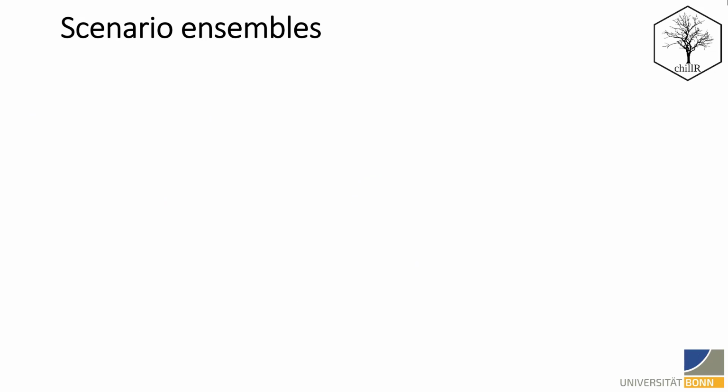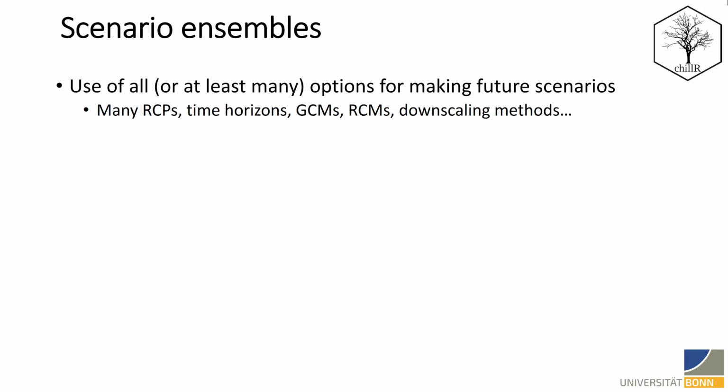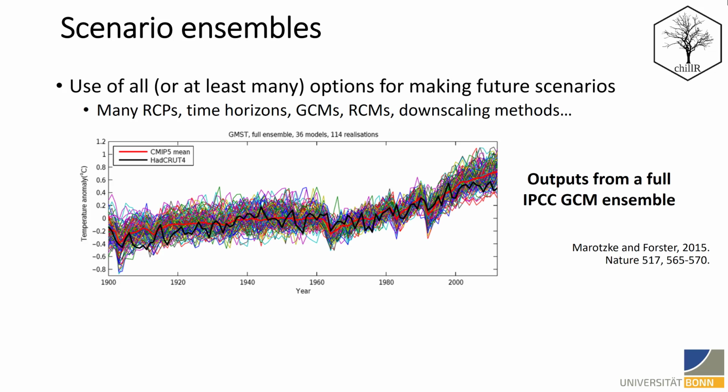And what you get to then is the so-called scenario ensembles. Ensembles means together, and it's French, and it's the use of all or at least many options for making future scenarios. So we're supposed to use many RCPs, many time horizons, possibly many GCMs, RCMs, downscaling methods, etc. So here you see a full ensemble from the IPCC fifth assessment report in some study published in Nature. These are the different temperature anomalies produced by 36 climate models here and 114 realizations, so 114 model runs, I imagine this means. So that's quite a lot, of course.